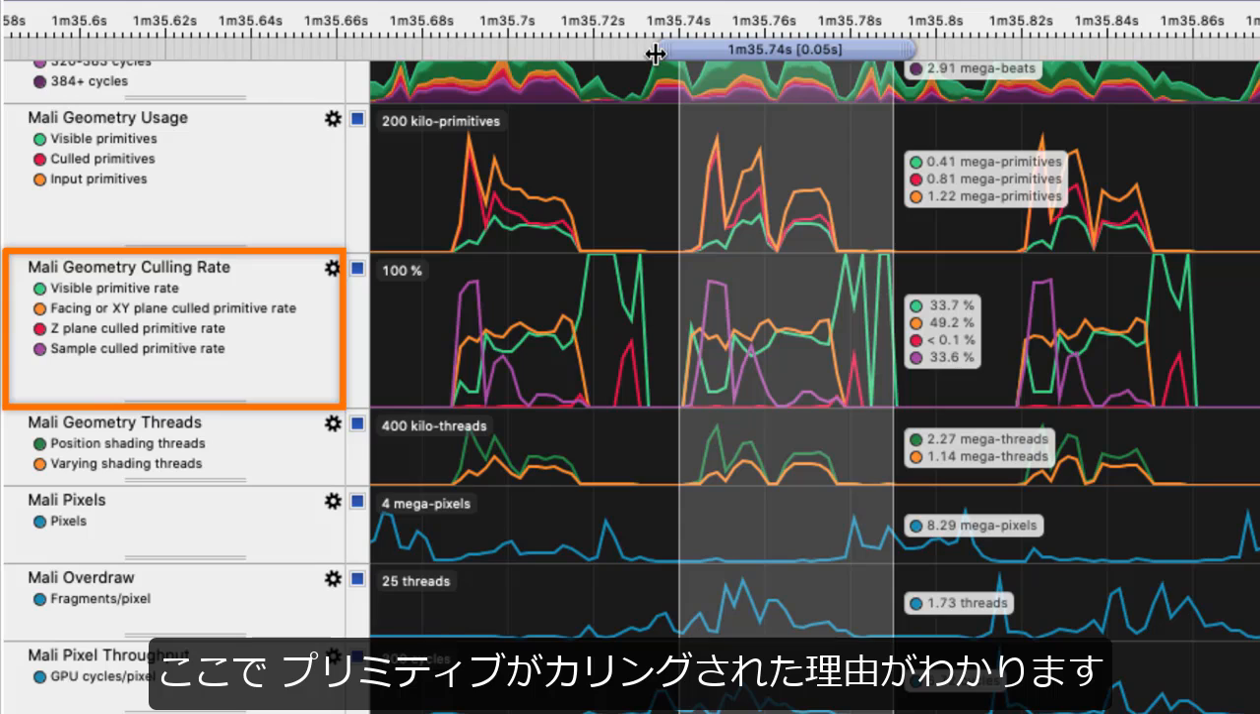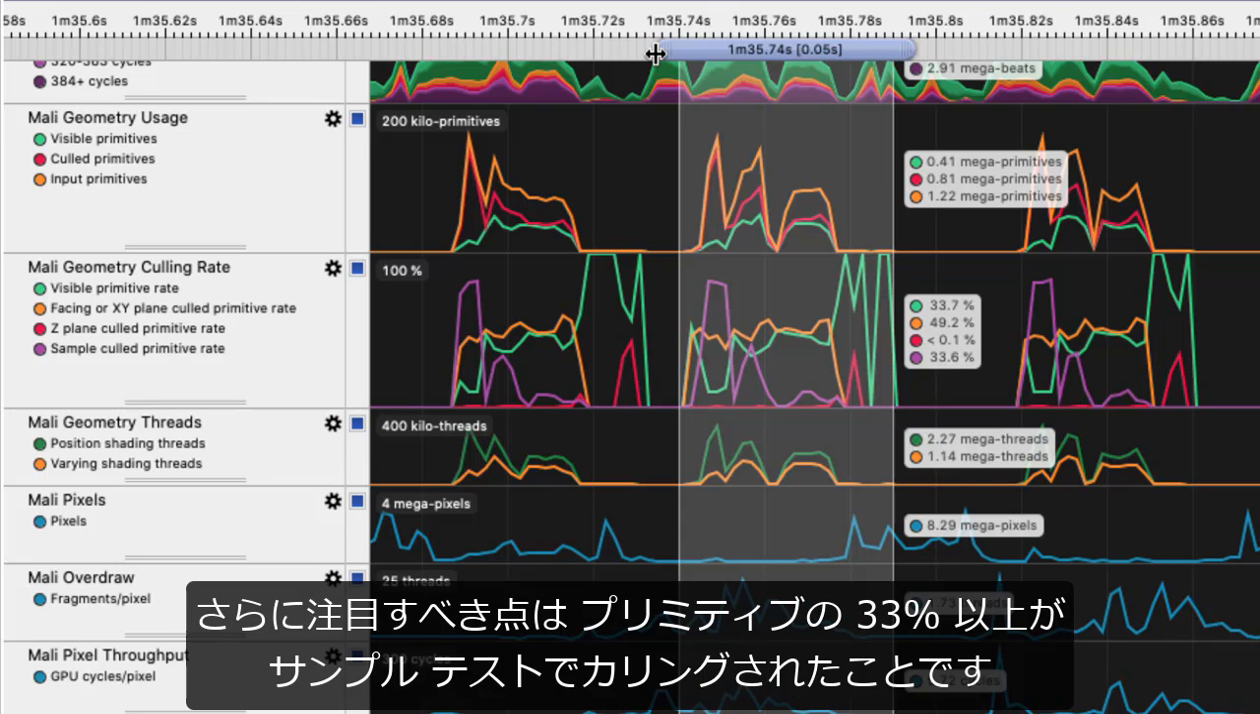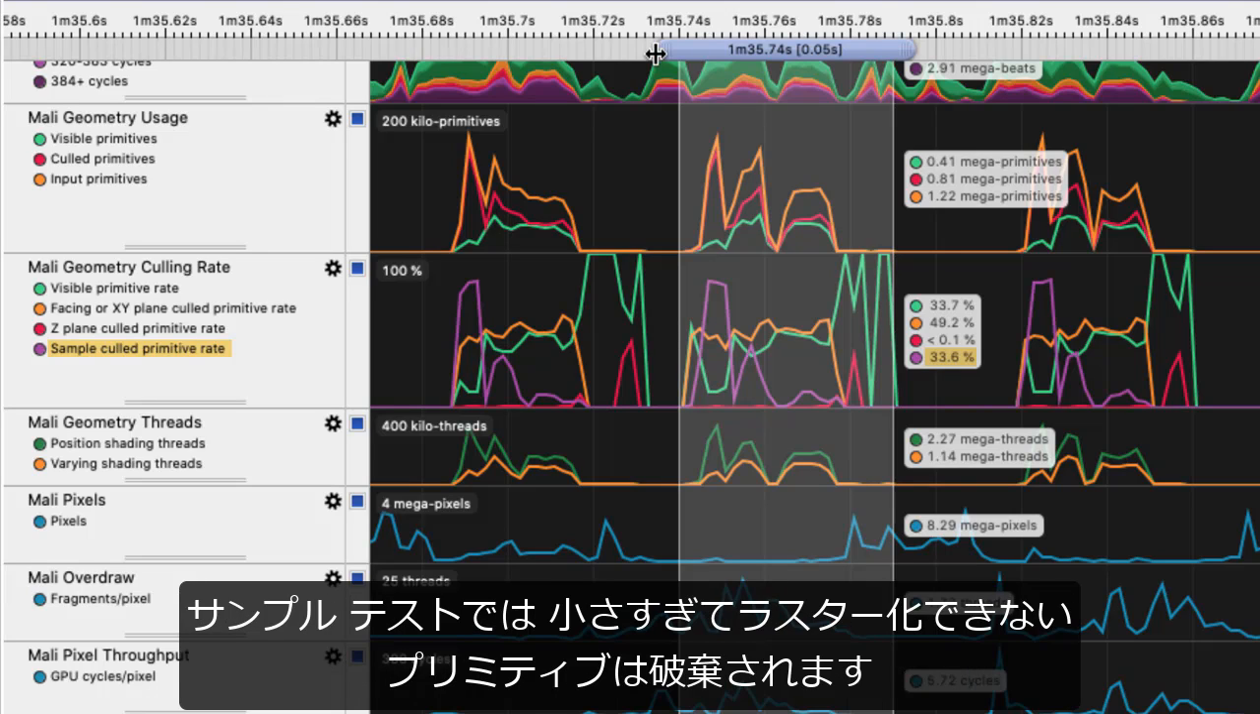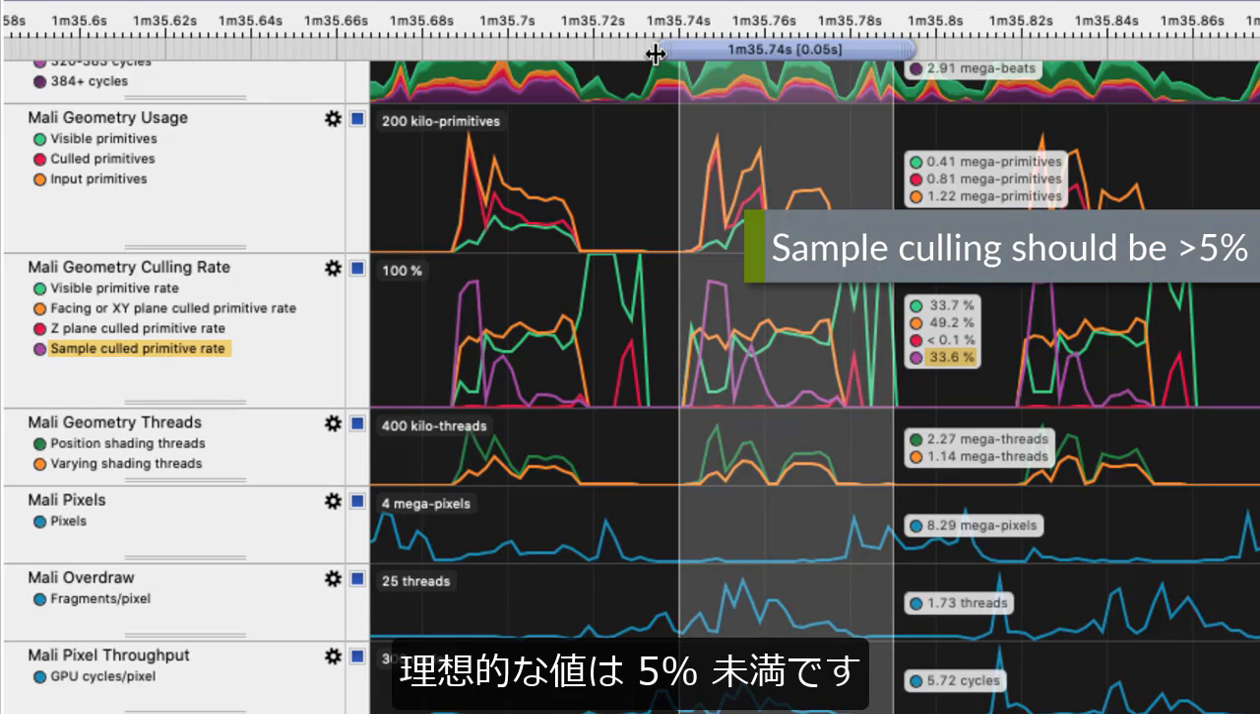Here we can see why primitives were culled. Around half are culled by the facing test, which is expected because these are the back-facing triangles of our 3D objects. What is more concerning is that over 33% of primitives were culled by the sample test. The sample test discards primitives that are too small to be rasterized. These primitives don't hit any sample points and are therefore considered invisible. Ideally, this number should be less than 5%.